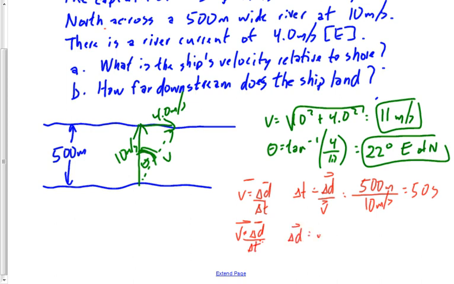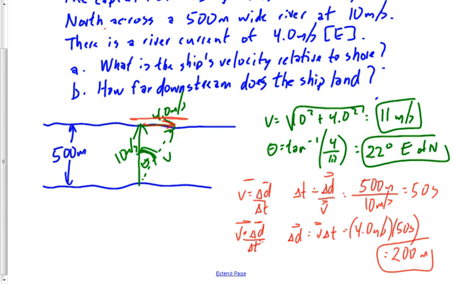Becomes v times t. How far downstream do we go? Well, we're going downstream at 4 meters per second. If we want to find out the distance downstream, then we need to use the velocity downstream, 4 meters per second. Multiply that by the time at 50 seconds, we end up getting 4 times 50 is 200 meters, 200 meters downstream. Does that make sense?